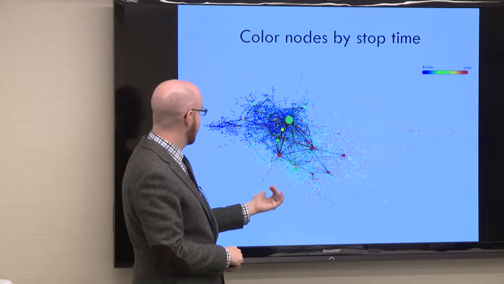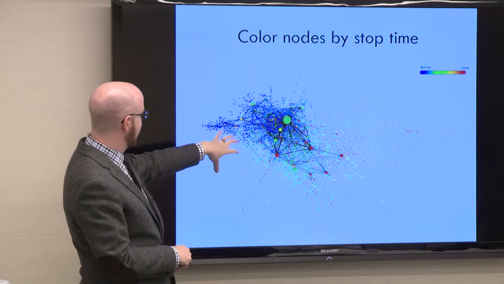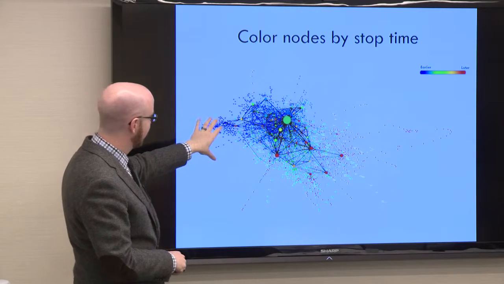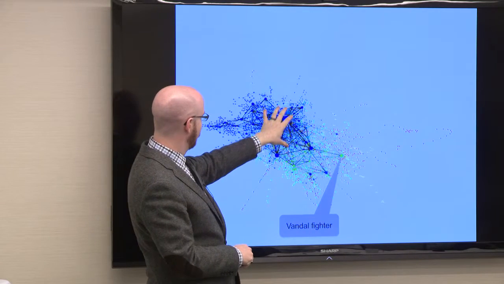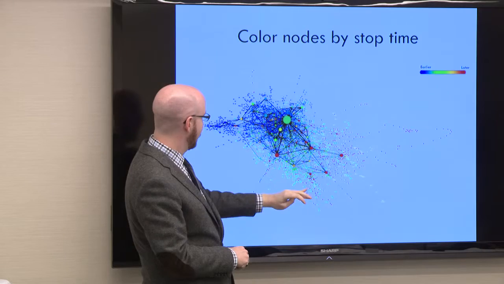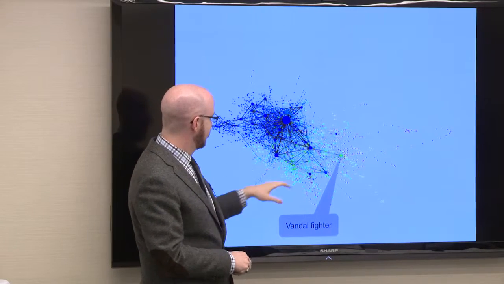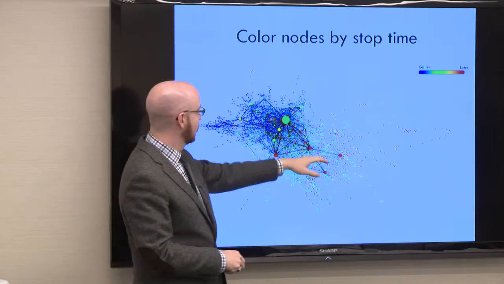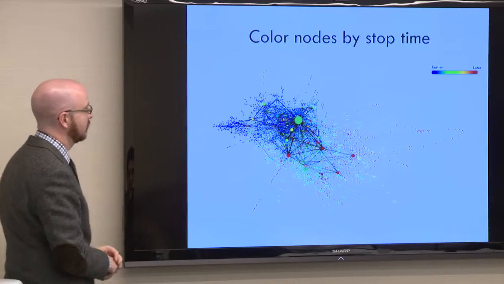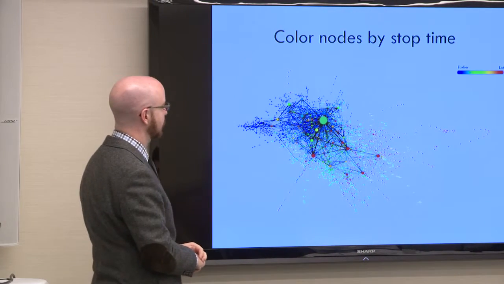We can also color it when they stop editing. So again, this blue cluster, people came early, they left early. These blue people from before, they came early, but they actually stick around for a while. And then we got these two people here who came early and they stayed a really long time. They continued to edit weeks after the article was created.